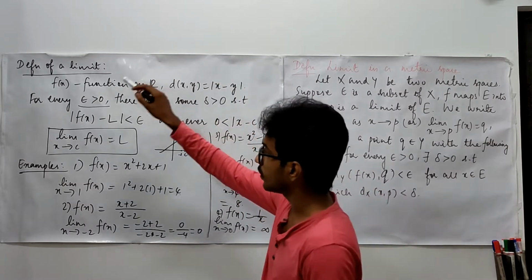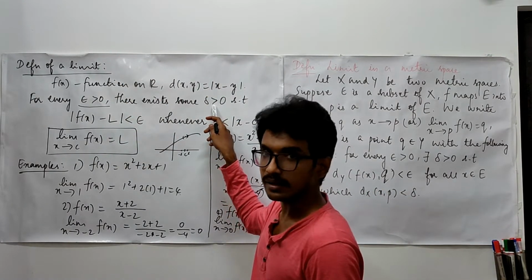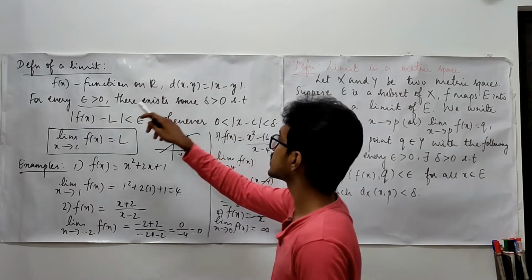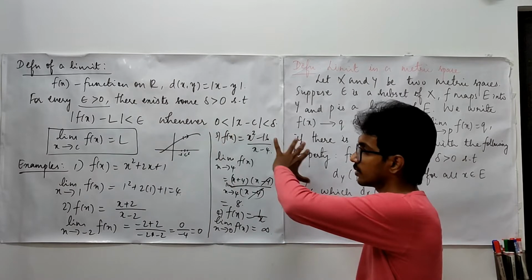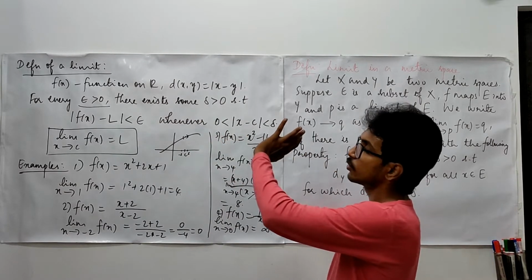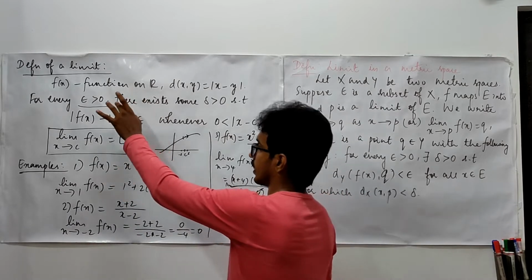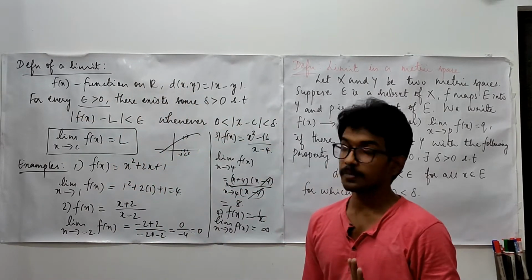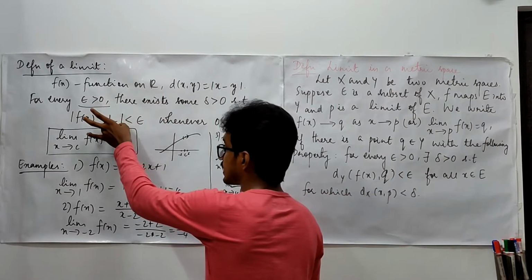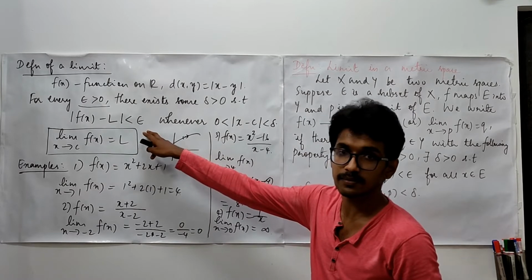With the help of epsilon you are choosing this delta, and this delta condition must imply the epsilon condition. We have written it in this form. Don't just look at the notations, look at the wording as well. For every epsilon greater than 0, there exists some delta bigger than 0, such that this happens whenever this happens, which means this implies this.